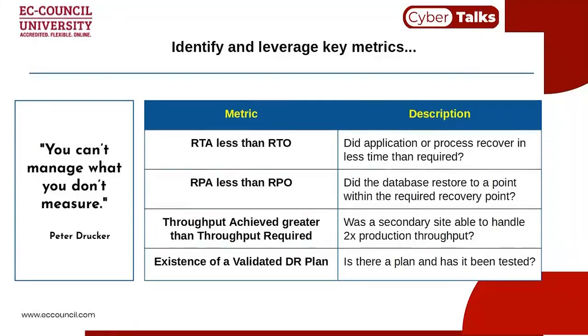The next one: throughput achieved greater than throughput required. Keep in mind, these are not by any means a comprehensive metric list. This is an example. There are many metrics that you can have, but we don't have the time here, and some of them may not be appropriate for your situation. Who knows? So I just picked a few. But throughput achieved should be greater than throughput required. When you have a transaction-heavy application, you need to know that if you lose half of your infrastructure or three quarters of your infrastructure or whatever, you can actually maintain the throughput that you had prior.